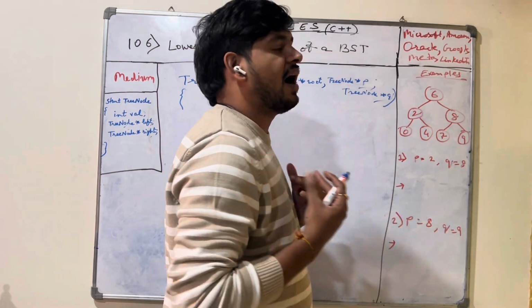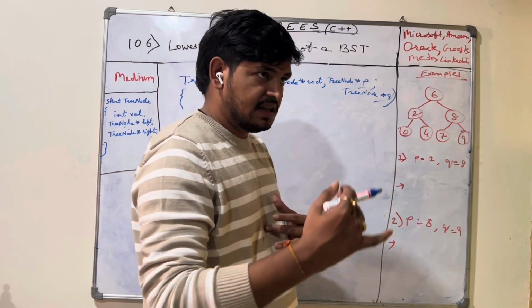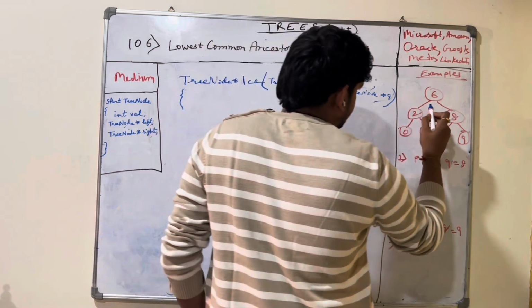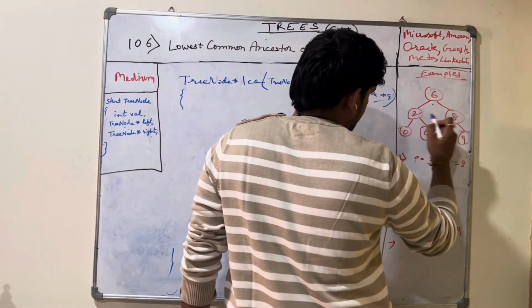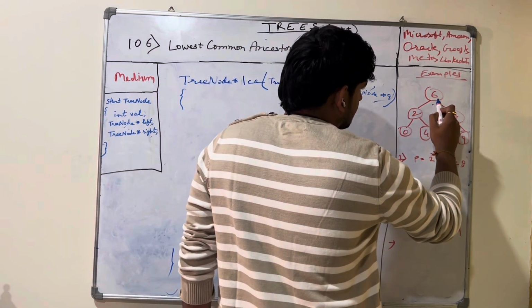Like me and my brother's lowest common ancestor is my father, right? So that way. So for example here, from 6, 2 and 8 have originated. Okay, so the lowest common ancestor is 6.